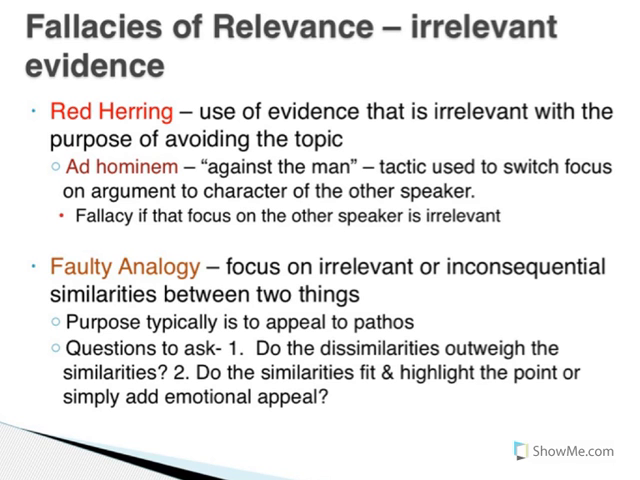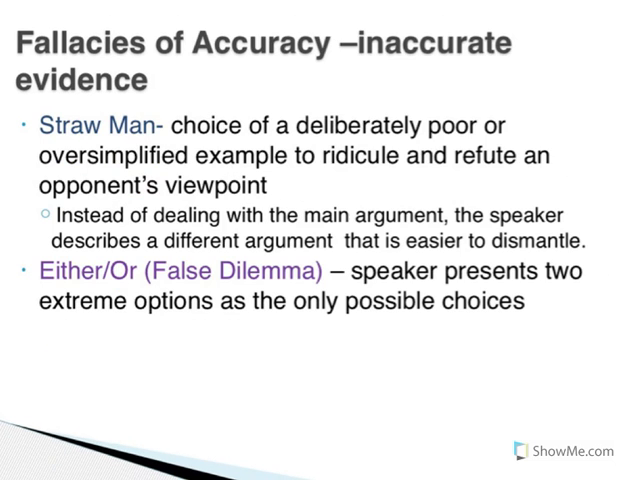Faulty analogy is another type of irrelevant evidence, where you focus on irrelevant similarities between two things. And this is typically an appeal to pathos as well as a red herring. What you want to ask yourself is: do the similarities between these things outweigh the dissimilarities? If the dissimilarities outweigh them, then it's a faulty analogy. Do the similarities fit and highlight the point, or simply add an emotional appeal? If it's only to add an emotional appeal, it may very well be a faulty analogy.